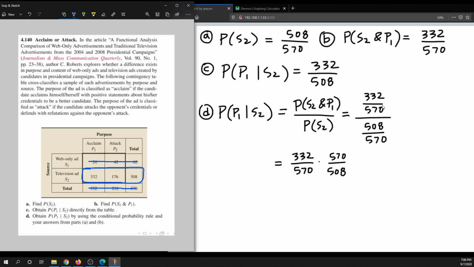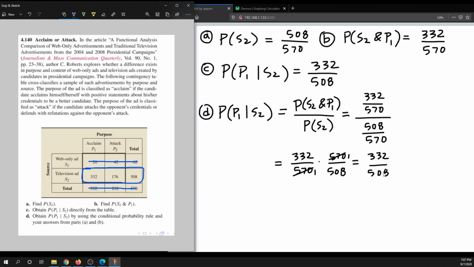So 332 over 570 divided by 508 over 570 is the same as 332 over 570 times 570 over 508. Notice the bottom one is flipped over. So flip the bottom one over and change it to multiplication. Now you notice I have a common factor between the top and the bottom of 570. You can cancel common factors between the numerator and denominator. So 570 goes into 570 one time, and 570 goes into 570 one time, so I can cancel those out. Now to multiply two fractions, you just multiply across. 332 times 1 is 332, and 1 times 508 is 508. And so you can see we get exactly the same answer that we got from before as a fraction.